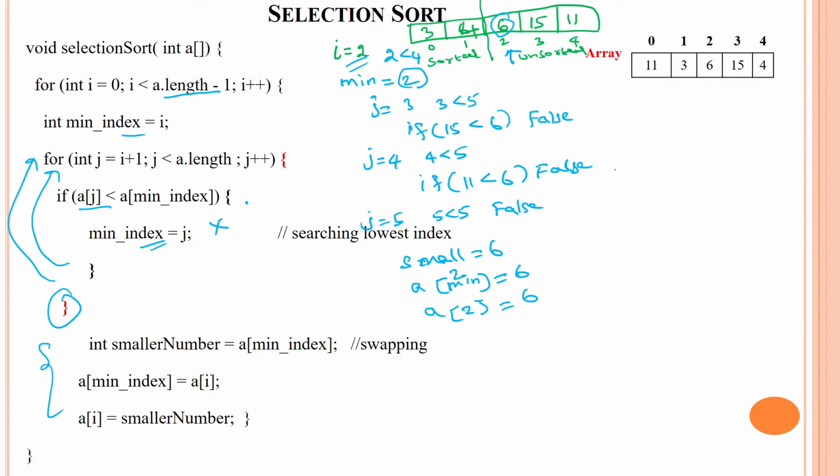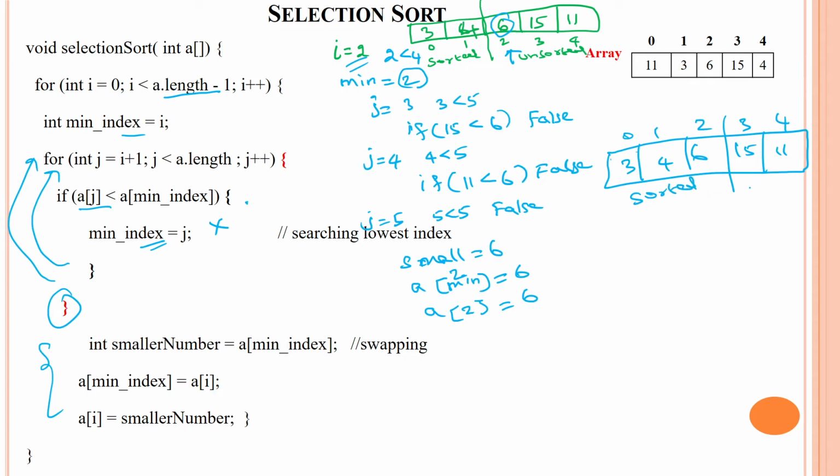So after this, our array will appear like this, 0 1 2 3 4: 3 4 6 15 11. So this is the sorted list, this is the unsorted list. Then I is incremented by 1, so I becomes 3. Here, length minus 1, I equal to 3.